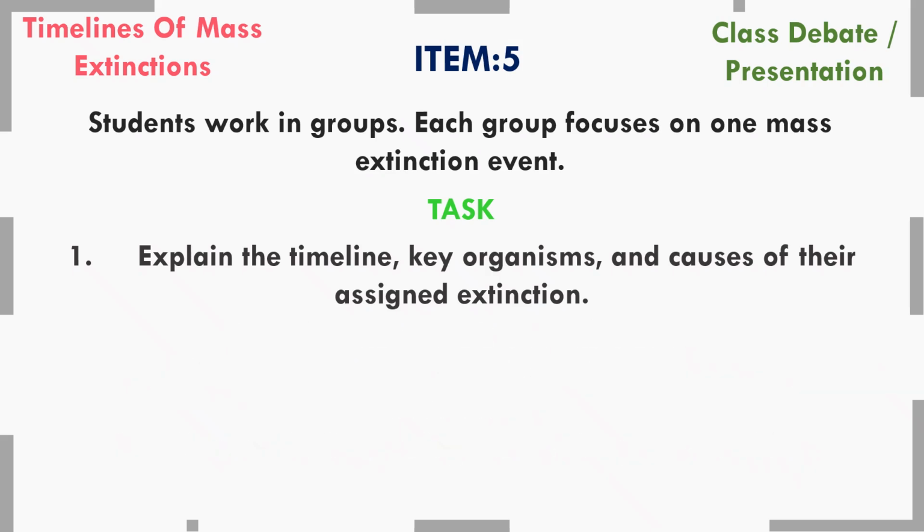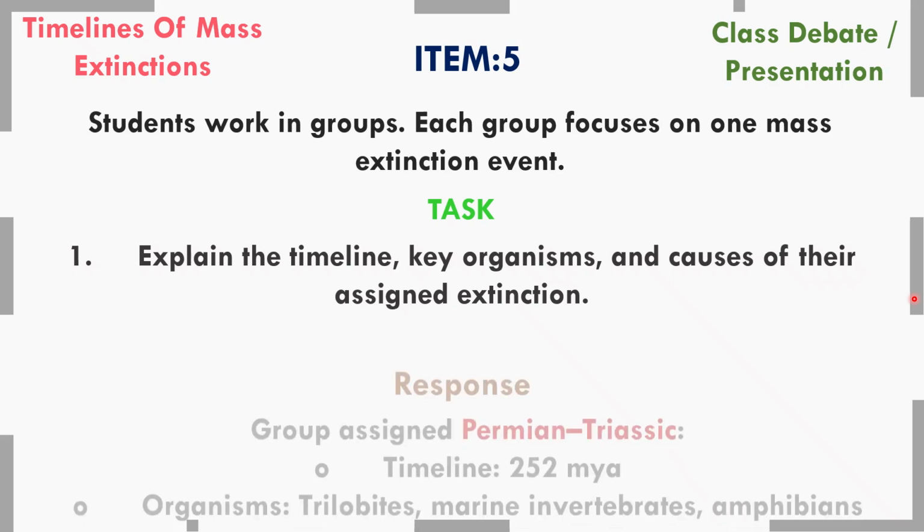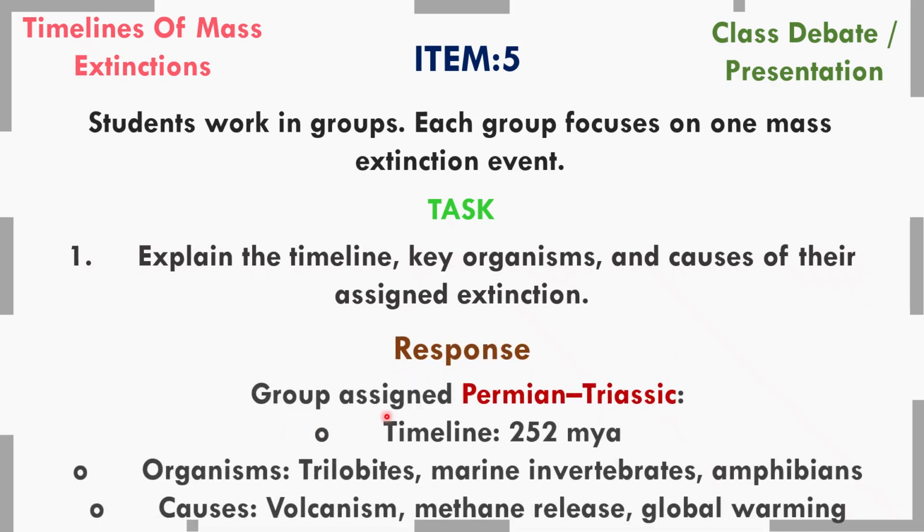Let's explain the timeline, key organisms, and causes of their assigned extinction. Group assigned: Permian-Triassic. The timeline was approximately 252 million years ago, and the organisms included trilobites, marine invertebrates, amphibians. The causes were volcanism, methane release, and global warming.